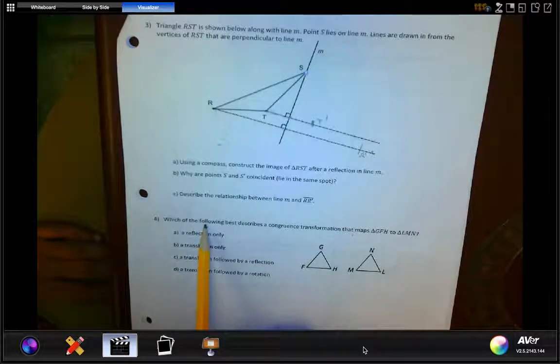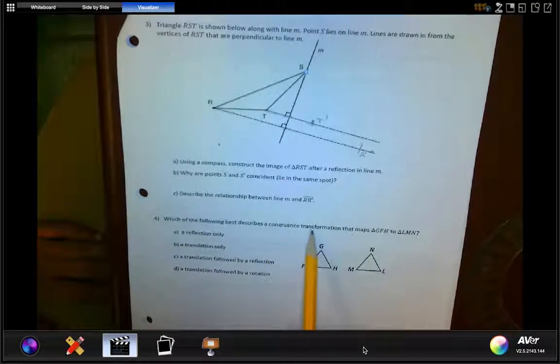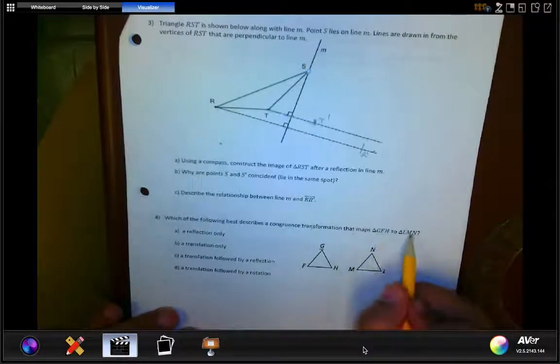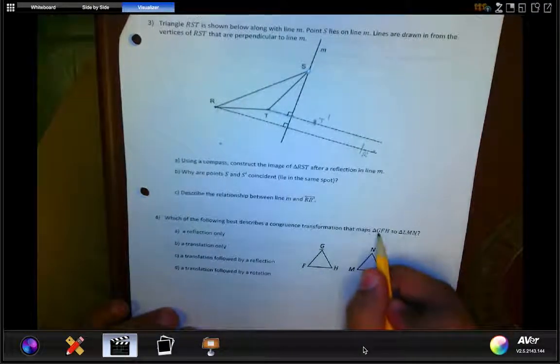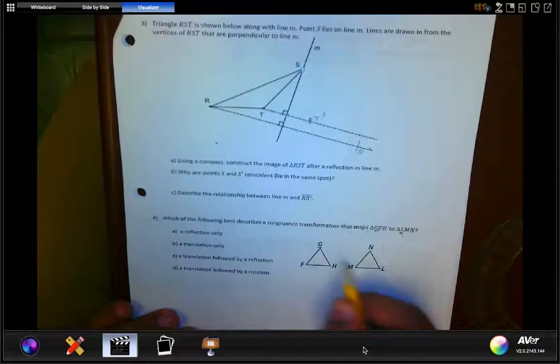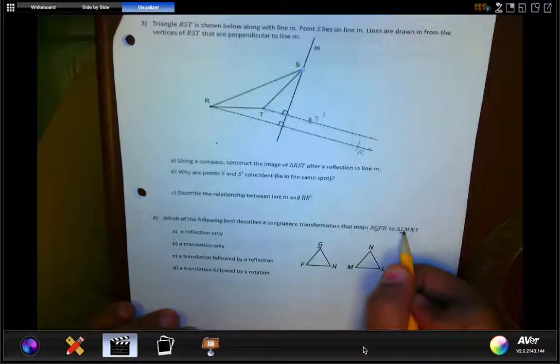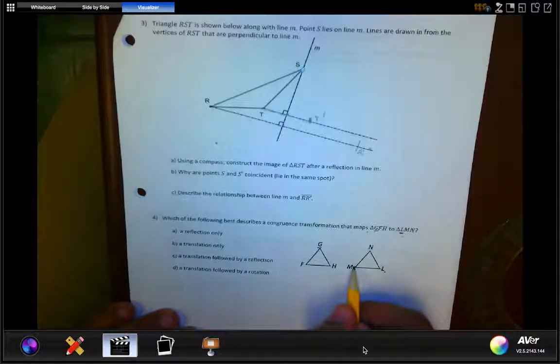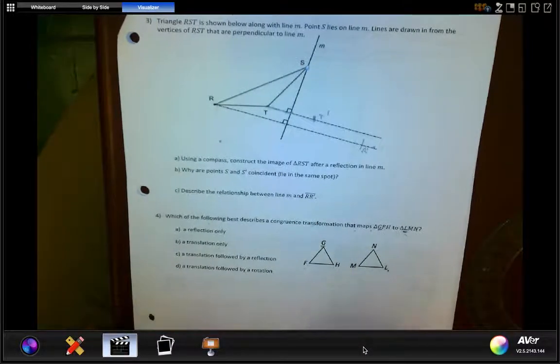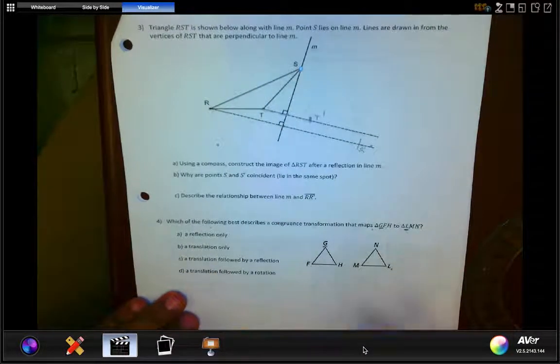Which of the following best describes the congruence transformation that maps one triangle onto the other? Okay, what happened here? What maps to what? Look at the names of the triangles. What does G map to? G maps to L. F maps to M. What is going on here? How did F map to N and how did G map to L? I'll leave that up to you. It's a multiple choice question.